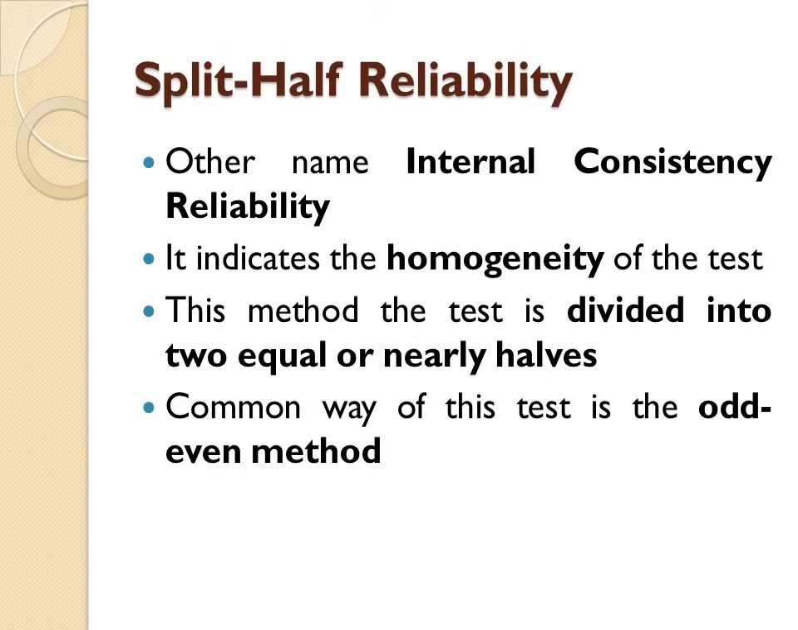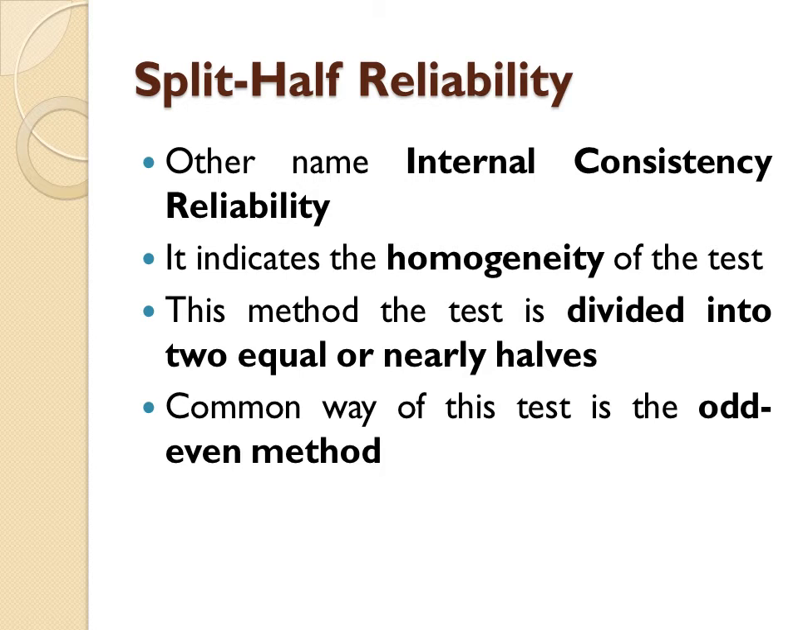Now let's go to the second type of reliability, which is the split half reliability. The other name for split half reliability is what we call the internal consistency reliability. So like what I've mentioned a while ago, the split half reliability pertains now to the test items. That's why it's called internal consistency reliability or internal reliability, because this time you're focusing on the internal, which is the test items.